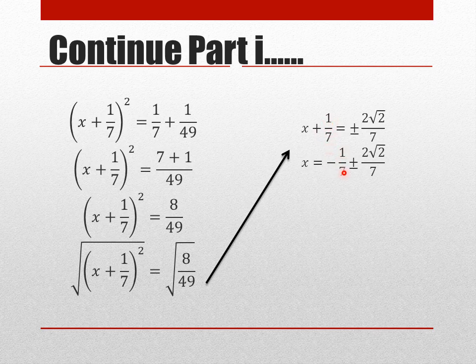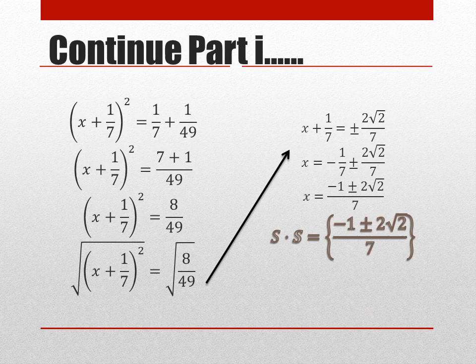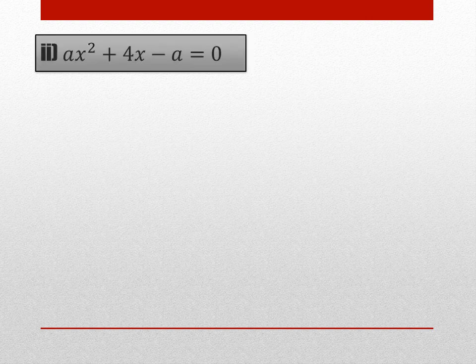It would become minus 1 over 7 plus minus 2 under root 2 by 7 will remain the same. Now taking again LCM of this side, we will get this answer. As you can see, there is no more solution possible, so that is the answer of our variable, and we will write it in the solution set. Coming to the next part.